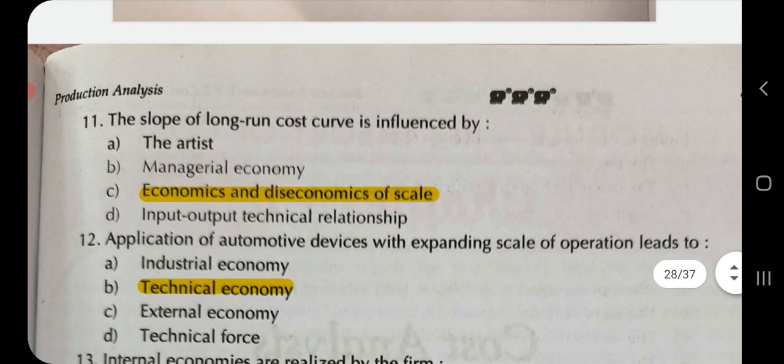Okay, students, the next question is about the slope of long run cost curve is influenced by dash dash. Long run cost curve is influenced by economies of scale and diseconomies of scale. As I told you earlier, as there are economies of scale, the long run average cost curve declines, and as there are diseconomies of scale, the long run average cost curve increases. It means the long run average cost curve is U-shaped. So therefore, the answer is C.